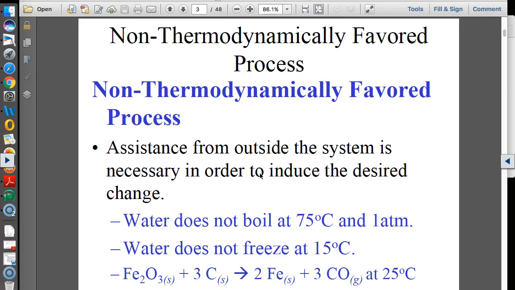Non-thermodynamically favored processes have to have assistance from the outside. For example, water won't boil at 75 degrees Celsius in 1 atm. That will never happen. If you increase the temperature, you would be providing outside assistance because you would be putting heat into the system, and then it would boil. Water doesn't freeze at 15 degrees. It doesn't happen. And then some random chemical process. I don't know why they put that in there.